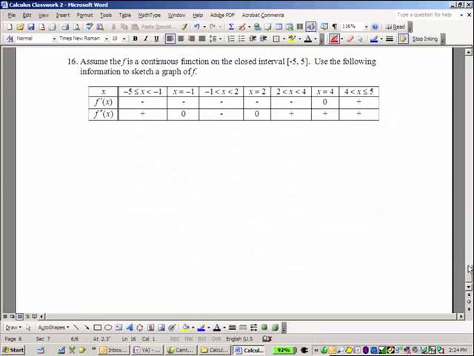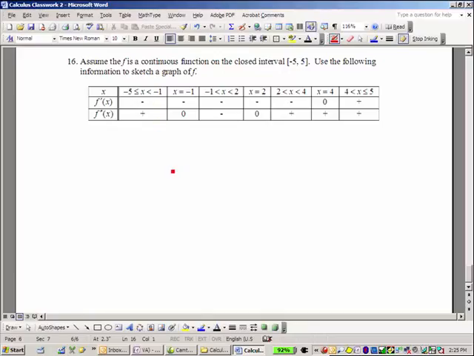I want to talk briefly about 16 because this is like question 7, the added question on your homework. It says F is continuous, and we're given a domain, and it gives us information to talk about this graph. On negative 5 to negative 1, it tells us that the first derivative is negative and the second derivative is positive. So what does that mean?